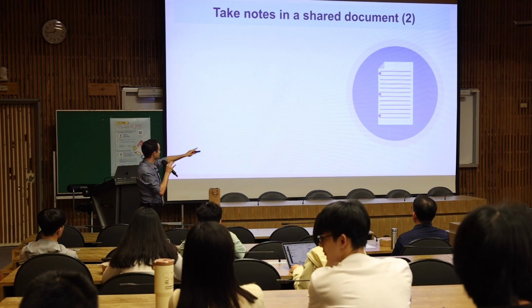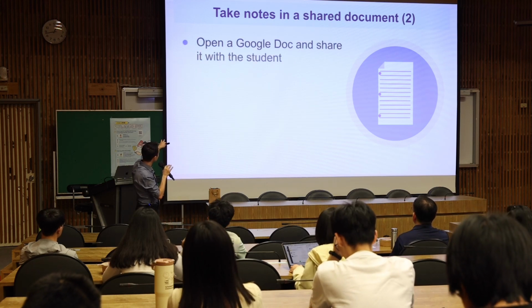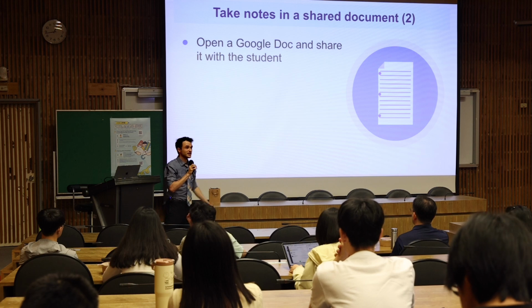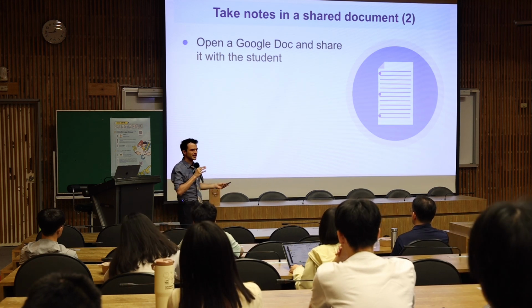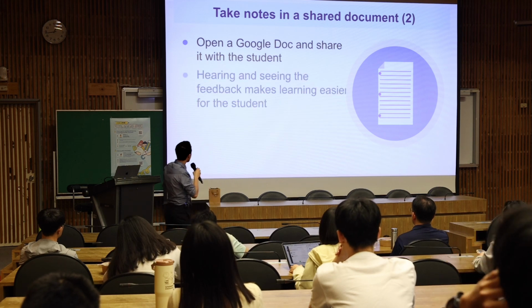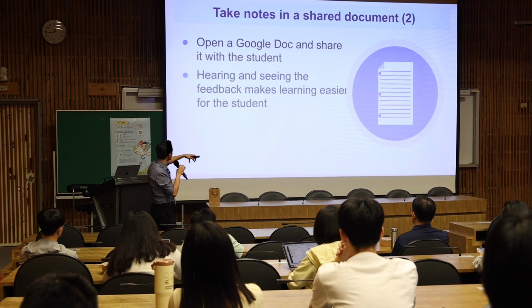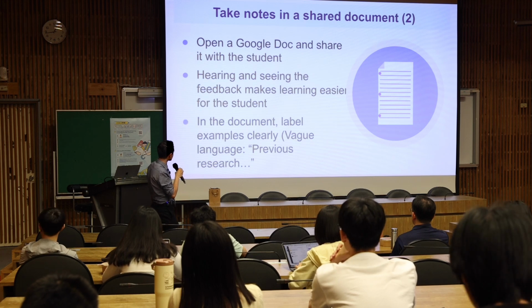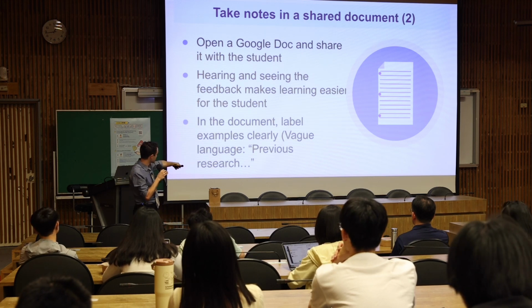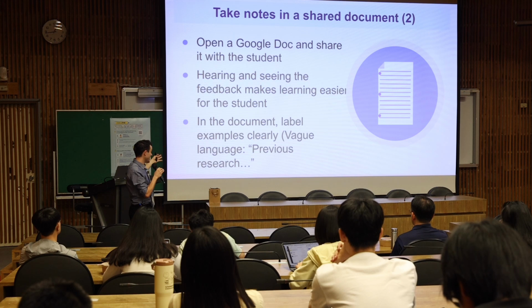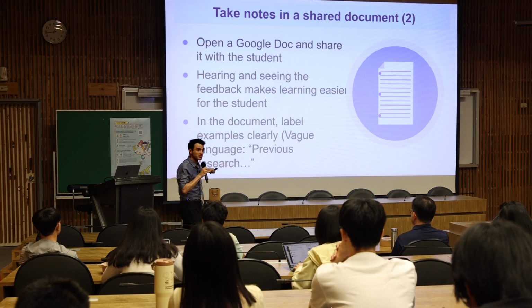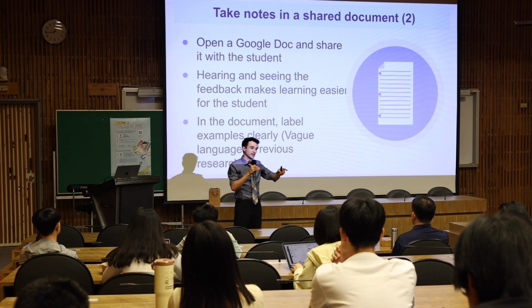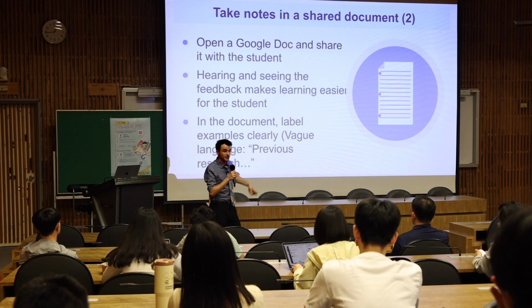Let's be specific. Number 2, open a Google Doc and share it with the student. If you don't use Google Docs, I guess you can do it with Microsoft Word now. I use Google, it's great. Hearing and seeing the feedback makes the learning session easier for the student. In the document, label examples clearly. For example, vague language, previous research. So they know what the problem is. Oh, this one was vague language. And then you have below it corrected.